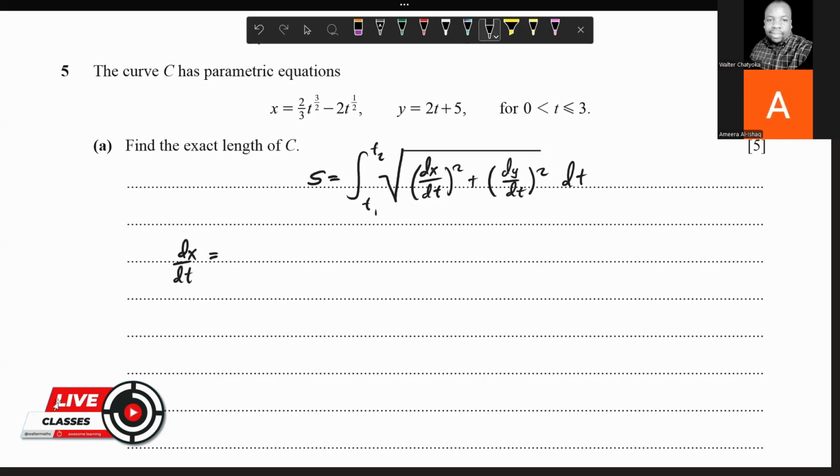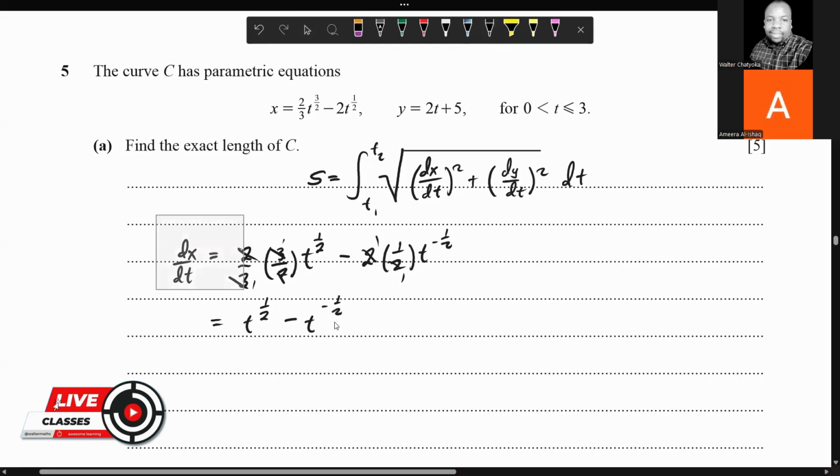For dx by dt, it's going to be 2/3 of 3 over 2 of t to the power of 3 over 2 minus 1, which would be t to the power of a half. And that's going to be minus, here that's 2, and we bring down the half of t to the power of minus a half. So that's going to give us, here they cancel, so we're left with t to the power of a half minus, here they divide into each other and cancel as well, and we get t to the power of minus a half. So this is dx by dt that we have.